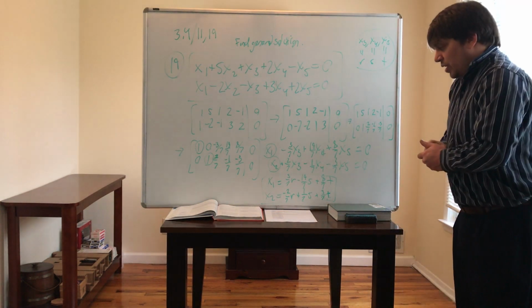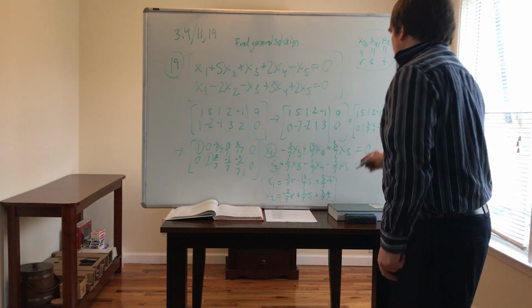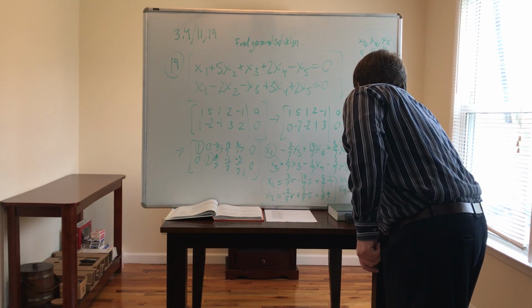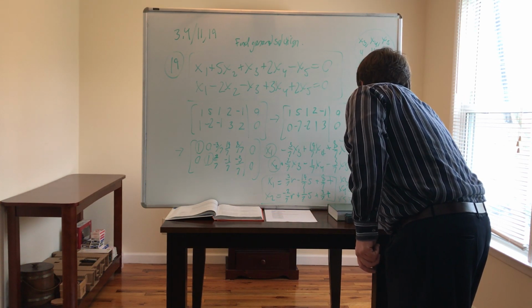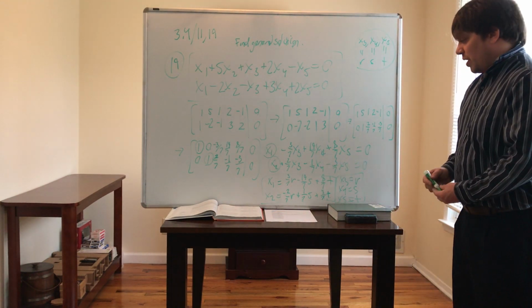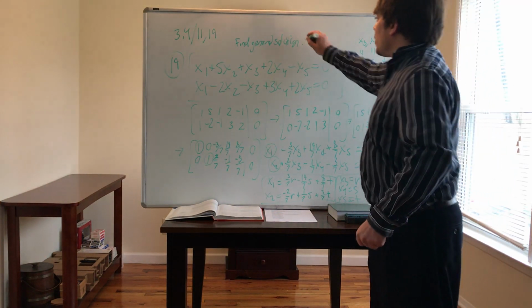Okay, so that's x1 and x2, and x3, x4, and x5 are that. I'm going to rewrite that here. x3 is r, x4 is s, and x5 is t. Okay, so x1, x2, x3, x4, x5. So that's the general solution using parametric equations. And so finding the general solution is done.